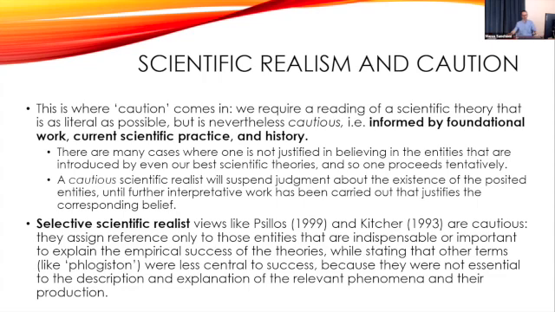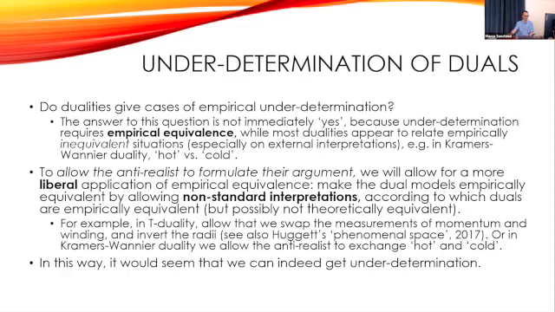Selective scientific realist views are of this type. They are cautious because they assign reference only to those entities that played an important role in bringing about the effects that one is studying. So there is already quite a tradition and a list of types of scientific realists that are cautious. Okay, so now we can then come to the question of underdetermination.